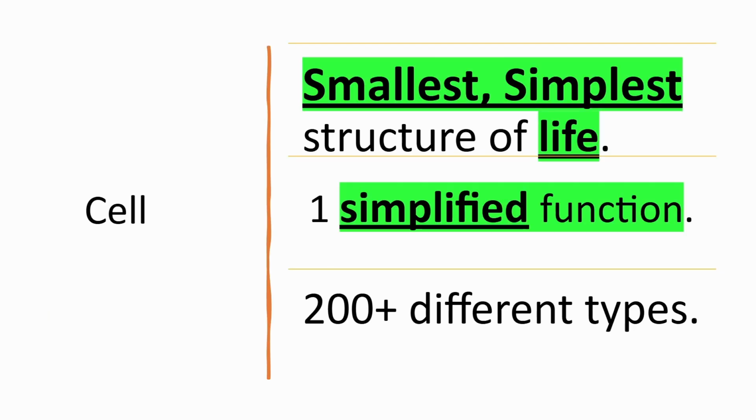When we dive deeper into this, the first and the smallest one is the cell. At this level, we consider it the smallest, simplest structure of life. There is one simplified function, and, for a small detail, 200 plus different types. In med school, you will be learning about those types.